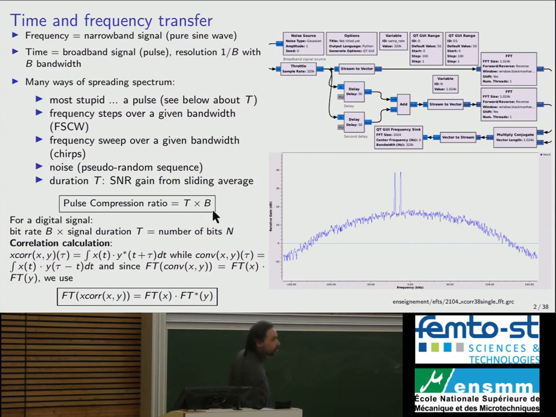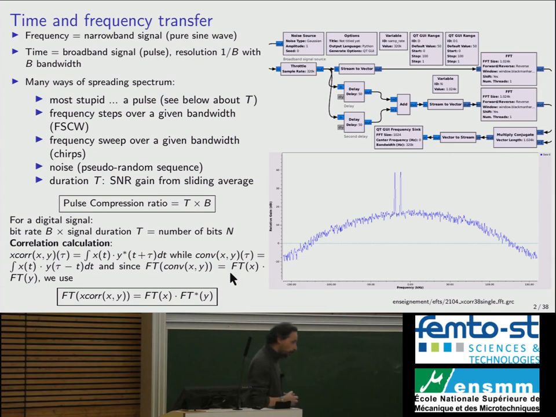If you think of this in the digital domain, if you take digital information that is switching at B bits per second, and you do this for duration T, then T times B is simply the number of bits in your pseudo-random sequence. So actually, the pulse compression ratio is equal to 10 log of N, the number of bits, and the longer the sequence you send, the better your averaging capability, so the better your capability of extracting signals from noise.